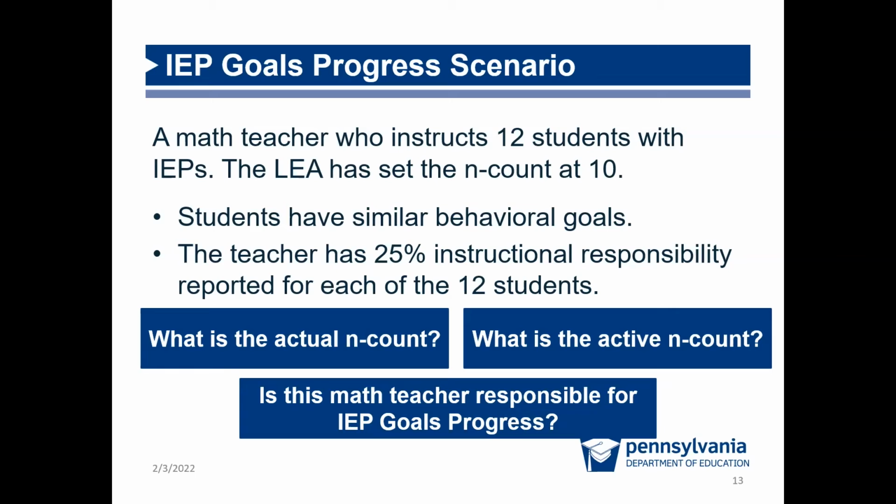Did I tell you if the LEA has set actual or active yet? Right, there you go. If the district uses actual, then it's yes. If the district uses active, or the LEA uses active, then it's no. Because my LEA set the end count at 10, so if it's active, it's under the end count. If it's actual, it's above the end count.